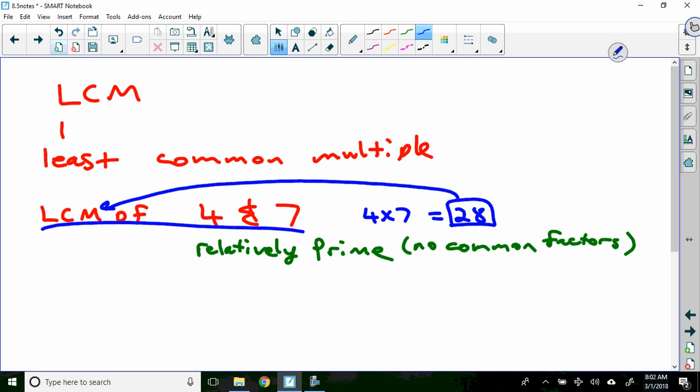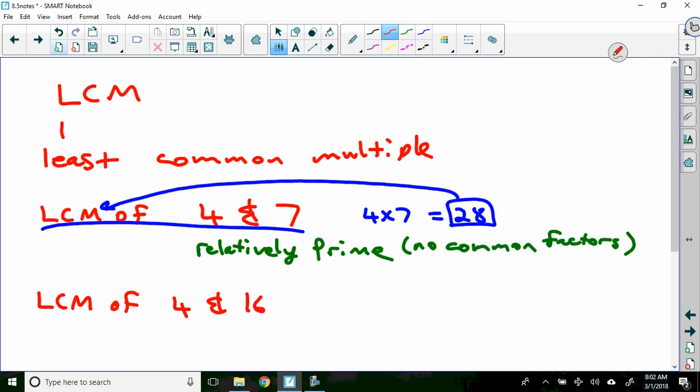Okay? The problem is when things aren't relatively prime. So if we look at another example, real similar, what if we look at the LCM of 4 and 16?